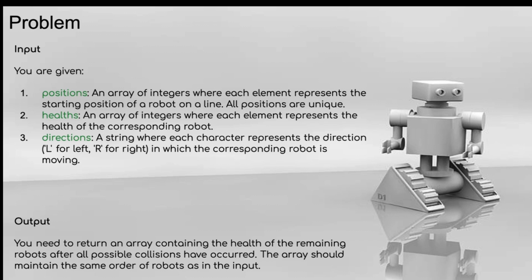So the input will be the positions of the robots, the health array will be the health of the robots, and the directions will say whether each robot goes left or right. So that is the input. As output, we need to return the healths of the remaining robots after all the collisions. So that's what we need to solve. Let's understand what points we need to highlight to solve this problem.